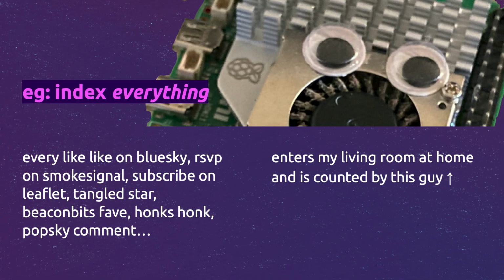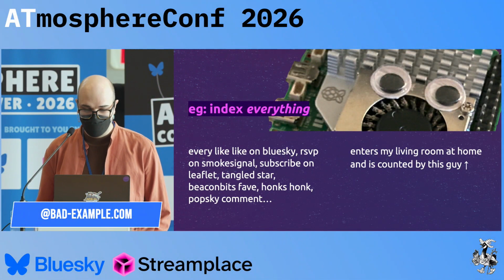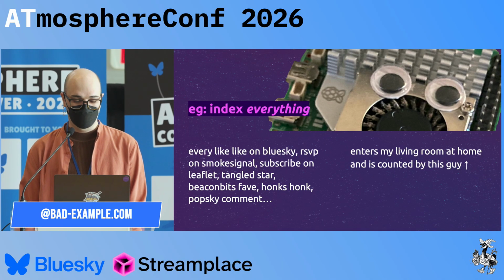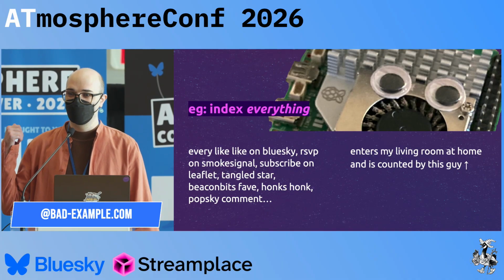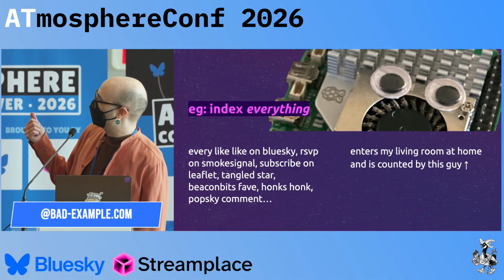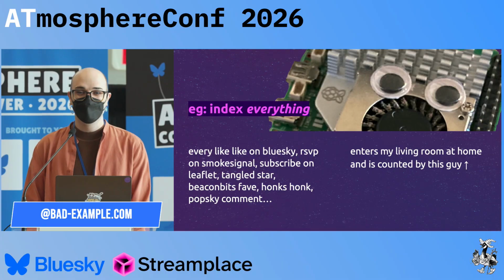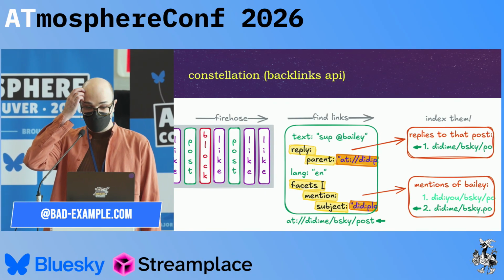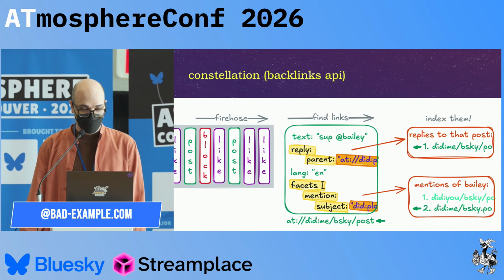You can also just index everything, so that's Constellation. Every single social interaction is a backlink in ATProto, and all of those go into my house, into my living room, and this googly-eyed Raspberry Pi takes note of them.